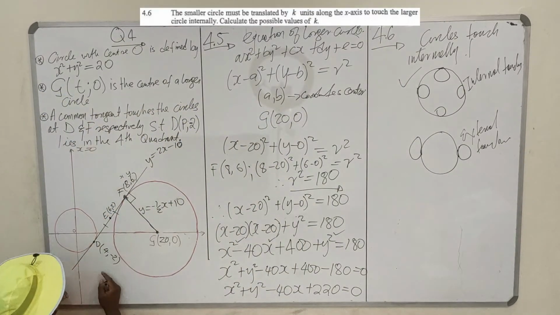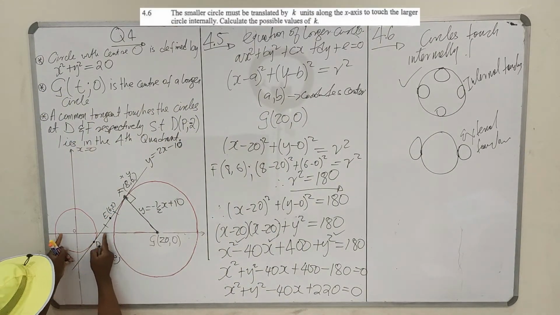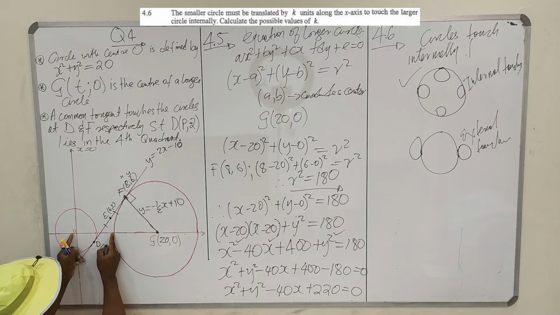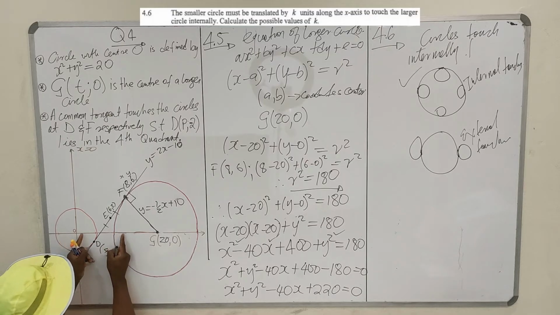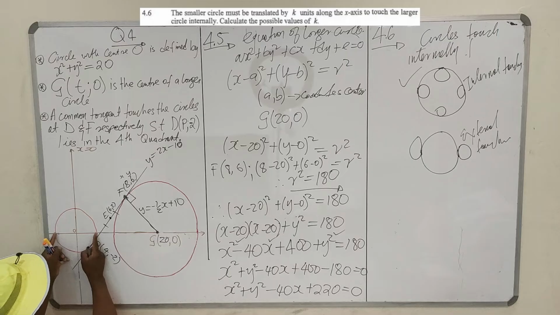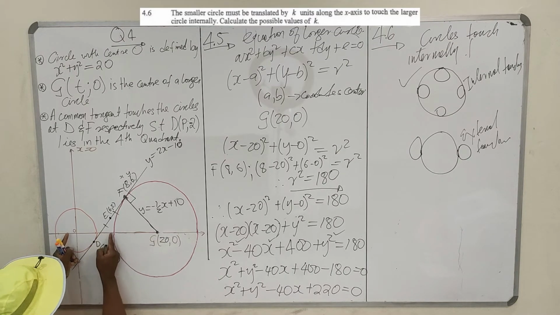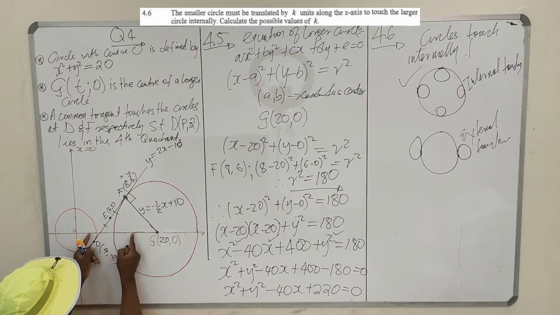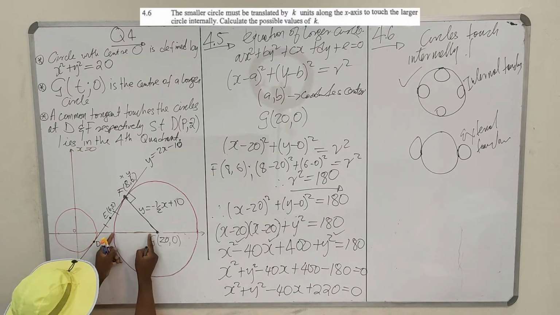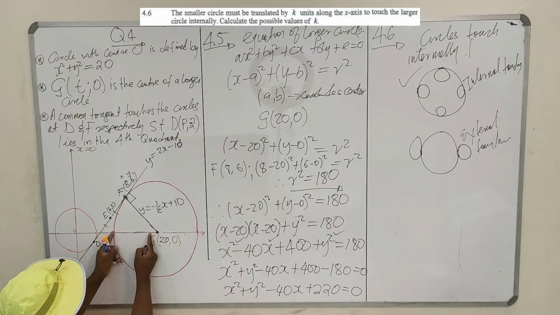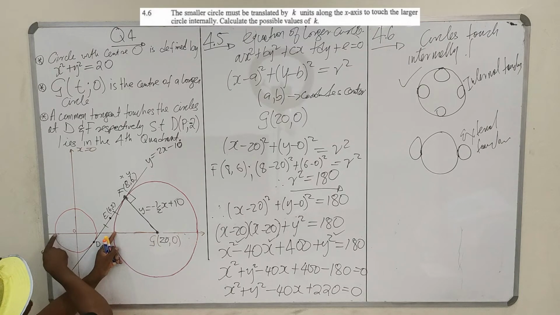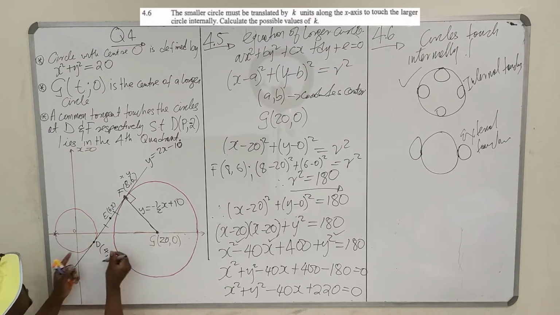Let me do it again. From here, move like this, they're touching externally. But if I continue moving until this finger sits here, look, they're overlapping. Then now, they're touching internally when they're like this, because the part of this circle that was sitting here will now be sitting here.